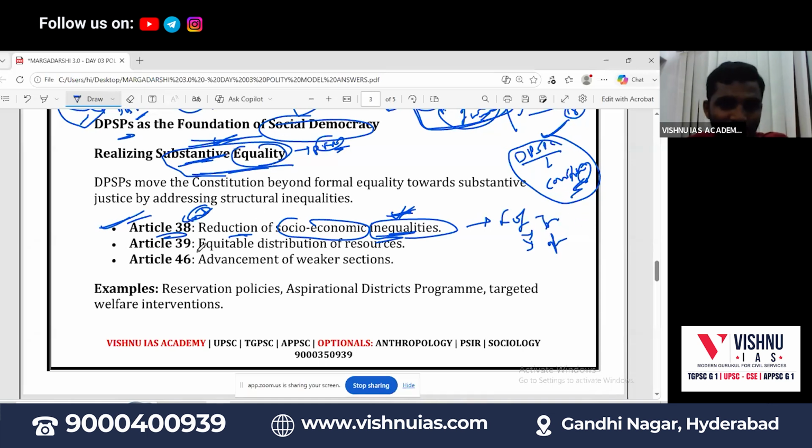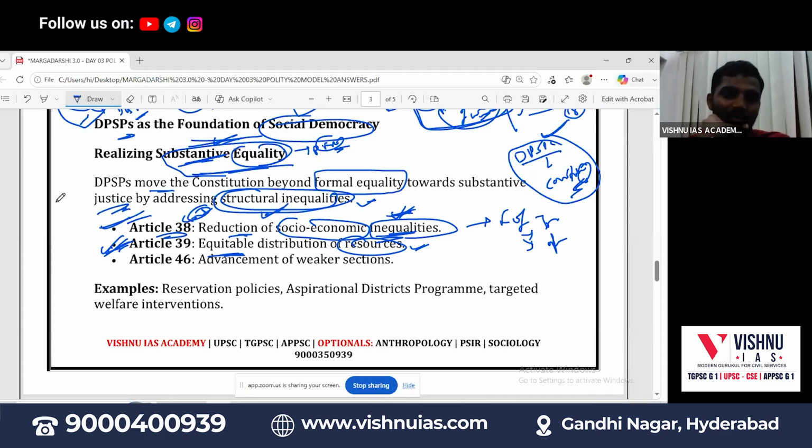That is the idea. So Article 39, what does it say? Equitable distribution of resources. First, this is to be included. If this is not enforced, then how are structural inequalities going to be addressed? No, right? So DPSPs move the constitution beyond formal equality towards substantive justice by addressing the structural inequalities. So what I am saying is, fundamental rights are there and they will give equality in a political sense, but to get real equality, people need economic resources, people need social status. So for that, Articles 38, 39 and 46 should be implemented. That's the idea.